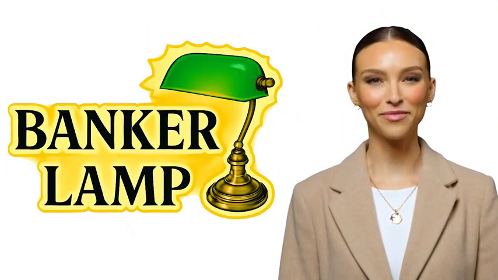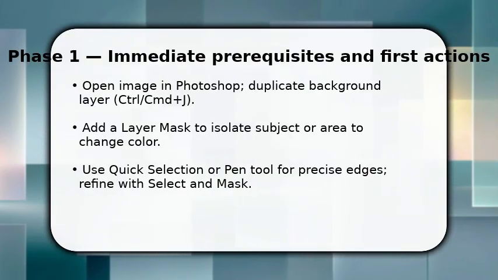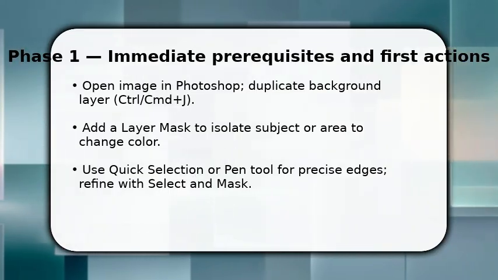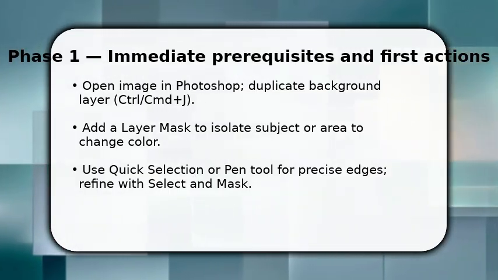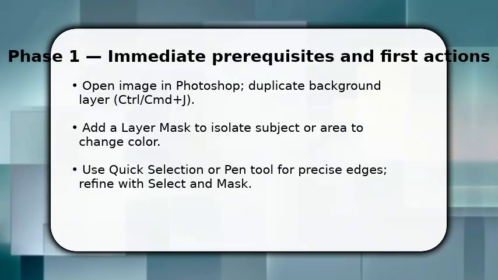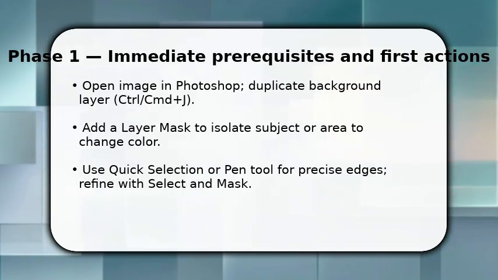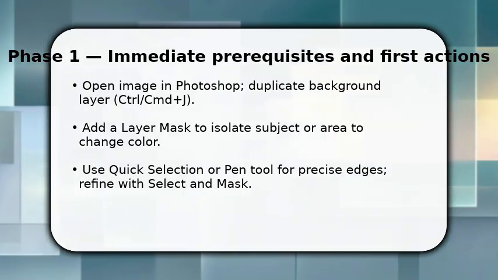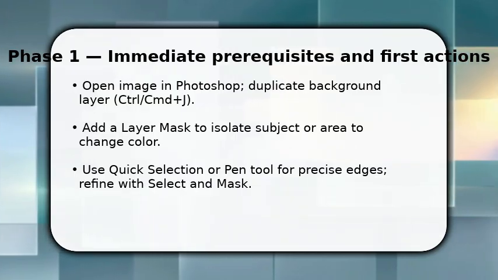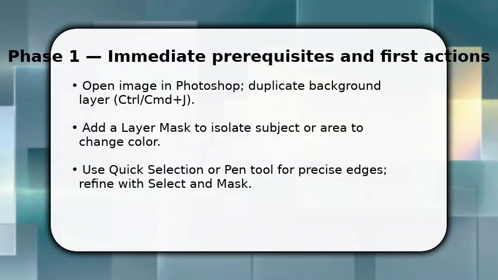Please enjoy the video. You start by preparing the file and isolating the area you will recolor. Duplicate the background layer so you keep a backup, then create a layer mask and paint to hide unwanted areas. Use quick selection for speed or the pen tool when edges must be precise, and refine the selection with Select and Mask so transitions stay natural.